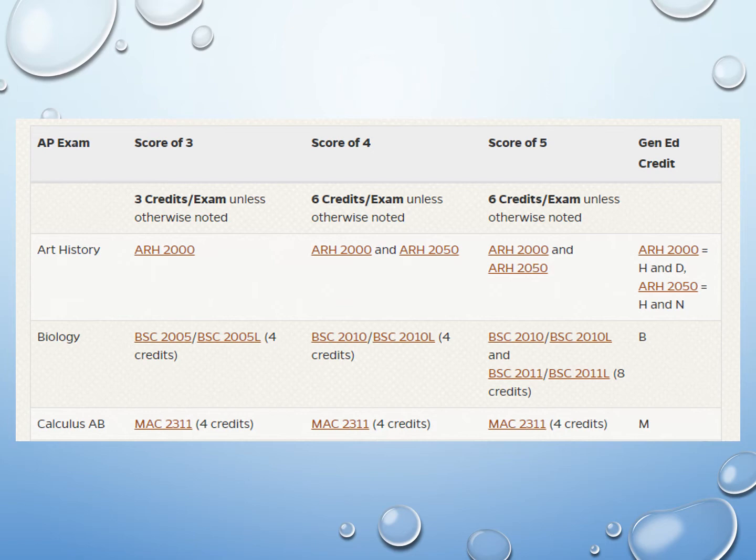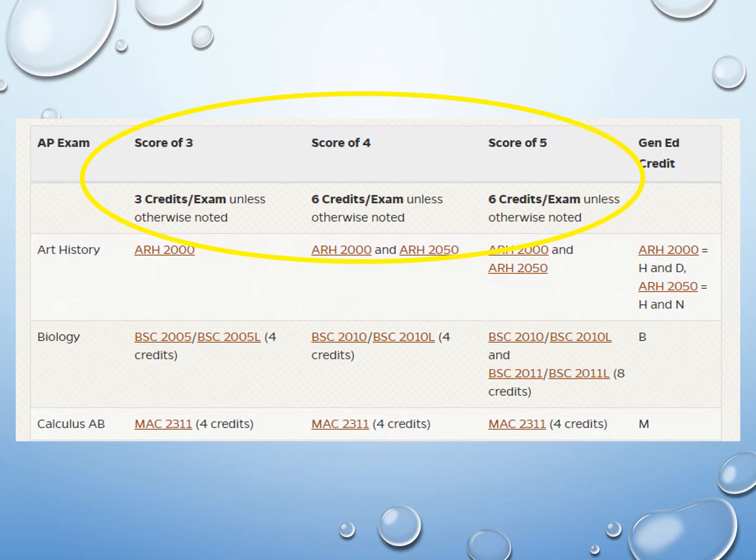As you can see on here, on the far left you've got the name of the exam, and then each column is designated to each score that the student might earn. What I want to draw your attention to right now is the fact that at the top it does note 3 credits per exam unless otherwise noted if they get a score of 3, 6 credits per exam unless otherwise noted for a score of 4 and 5. That's fair, but it's not always accurate. And the unless otherwise noted is actually probably more common than not, if you will.